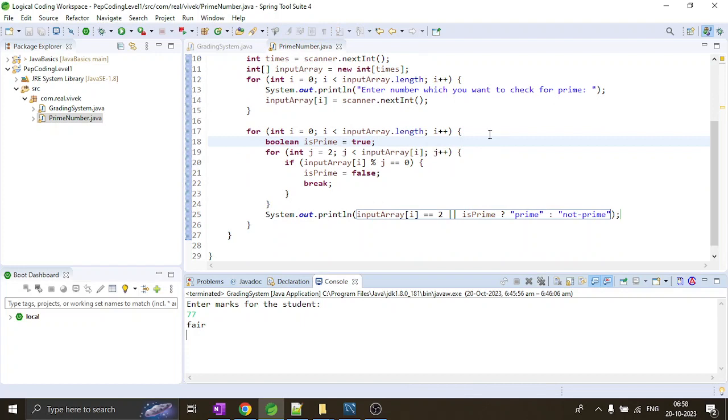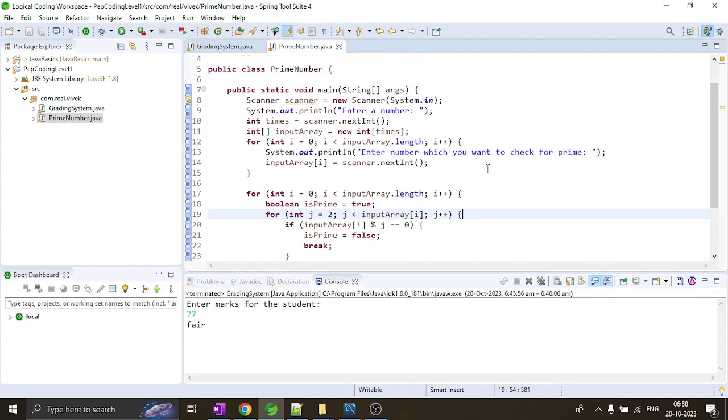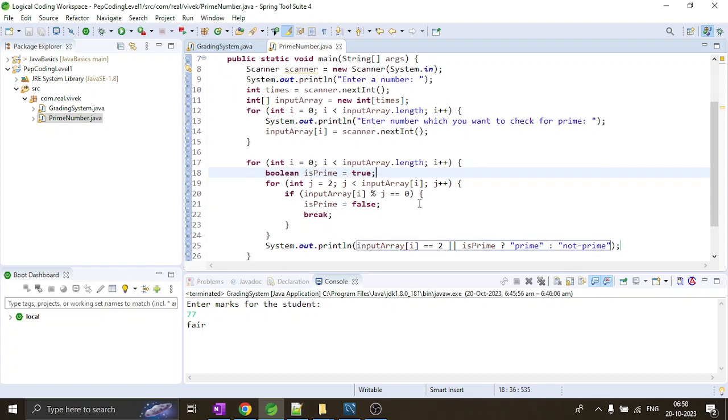Let's go over the logic again. Like we take an array of inputs, we store them in an input array, we iterate over that input array again, and we try to find if the number is prime or not. We try to do this by iterating over the array and checking from 2 to that number if any number divides that number completely, then we will get the mod as 0.